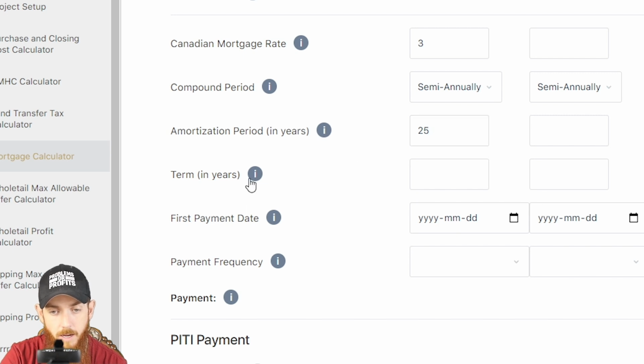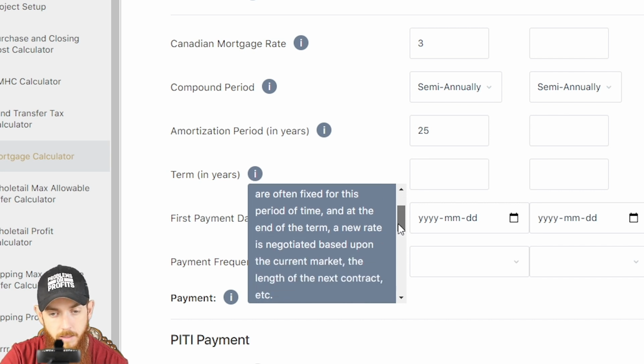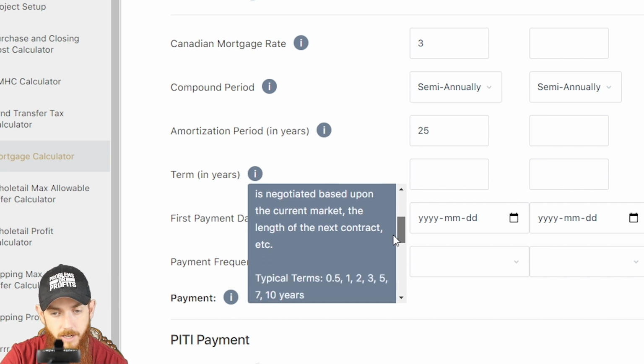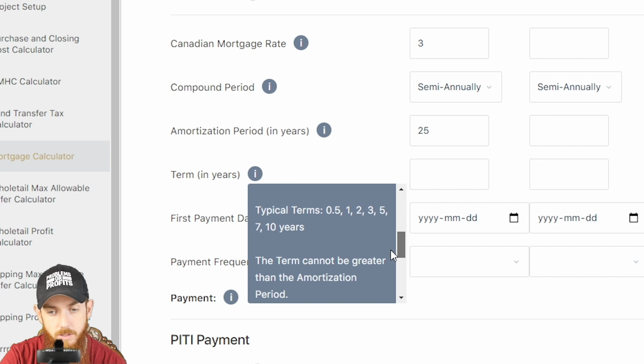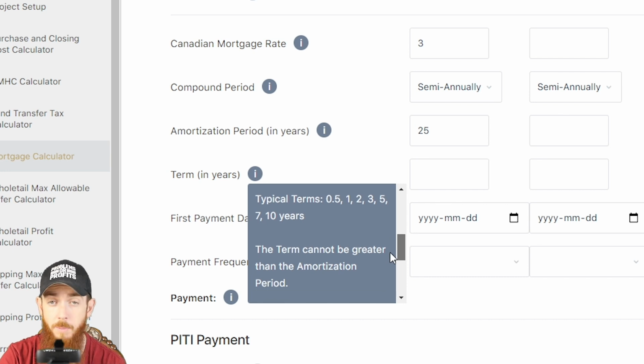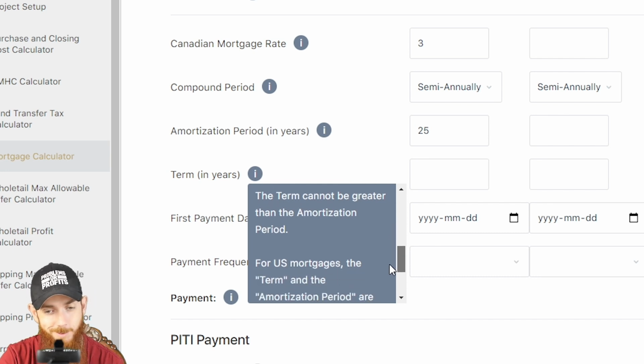And then I've got my term. So the term is the number of years before the mortgage is due for renewal. The interest rates are often fixed for this period of time, and at the end of the term, a new rate is negotiated based upon the current market, the length of the next contract, etc. Typical terms you're going to find are likely 6 months, 1 year, 2 years, 3 years, 5 years, 7 and 10 years. It's pretty rare here in Canada to see a mortgage go beyond a 10-year term, but it is possible if you're getting into private financing. And the term cannot be greater than the amortization period because, well, that just wouldn't make sense.